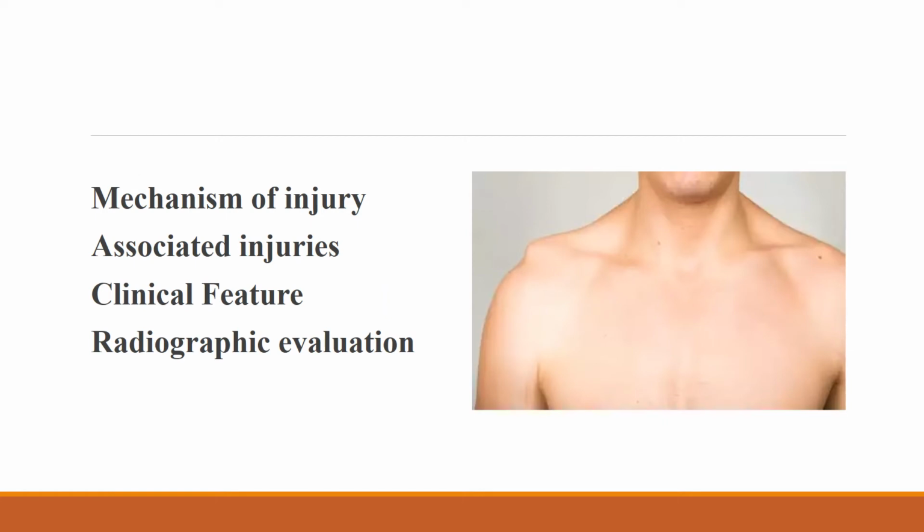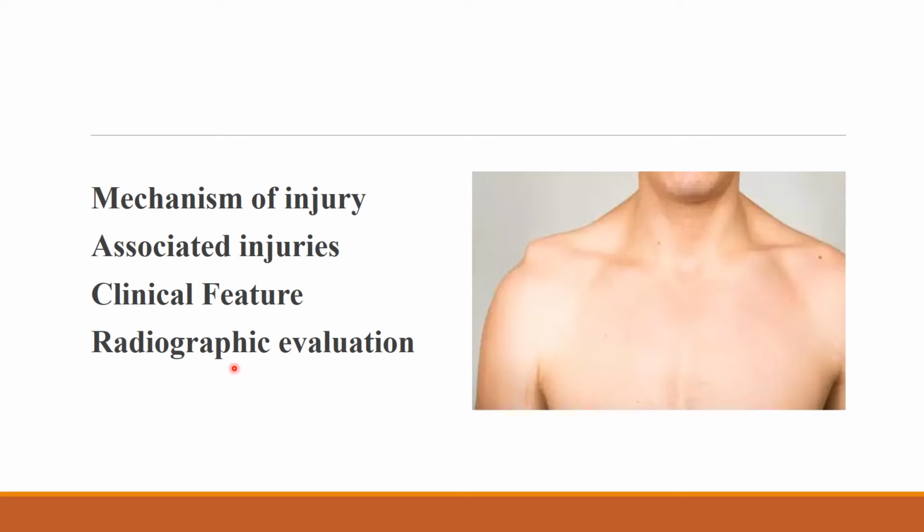So what are the mechanisms of injury? One is direct injury and another is indirect injury. Indirect injury occurs due to a fall on the outstretched hand. Associated injuries are neurovascular injuries and rib fractures. Clinical features: the patient usually presents with a bump over the lateral end of the clavicle and pain, and is unable to lift the shoulder, or has limited restriction of movement.